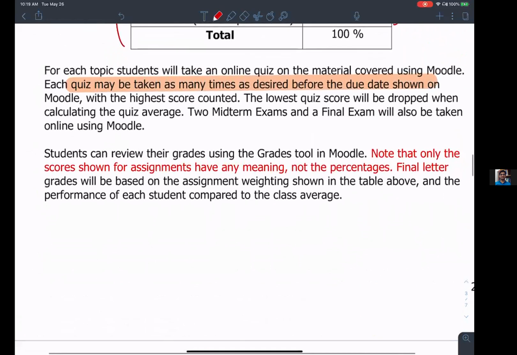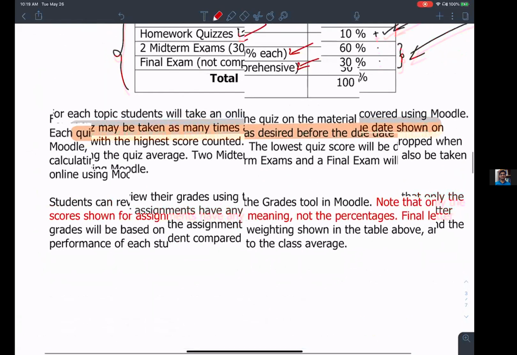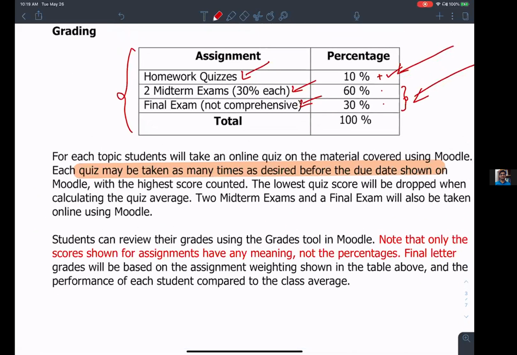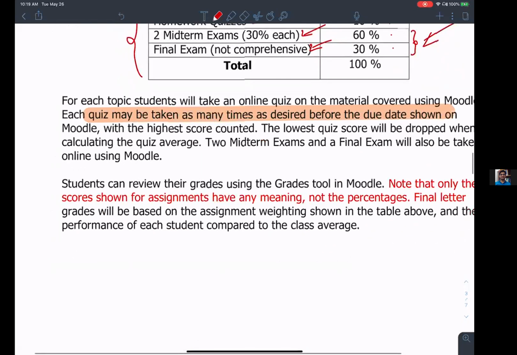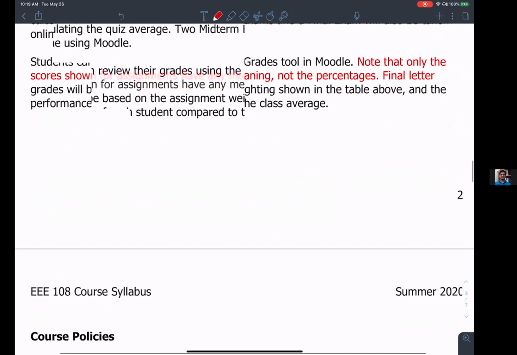Questions, please. Yes, in the final exam, it says not comprehensive. What does that mean? I'll address that in a minute. That's a good question.